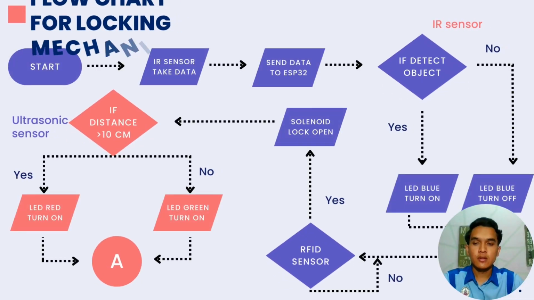This is our flowchart. The user makes sure whether the coffin is empty or not by looking at the blue LED. When the blue LED lights up, it means there is a corpse inside, while when the blue LED does not light up, it means there is no corpse inside. The user will touch the RFID sensor using the right card to open the coffin door, and the ultrasonic sensor will detect when the door is more than 10 cm. The red LED will light up, and when it is less than 10 cm, the green LED will light up.